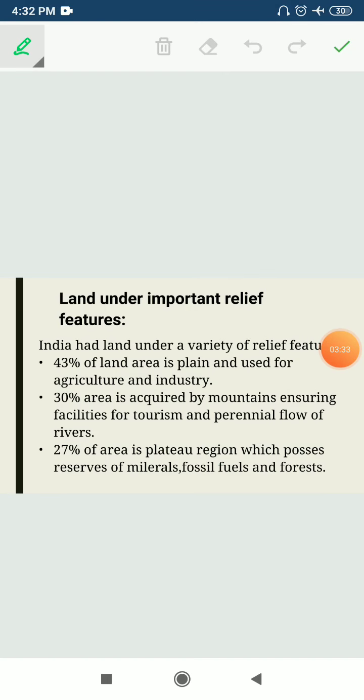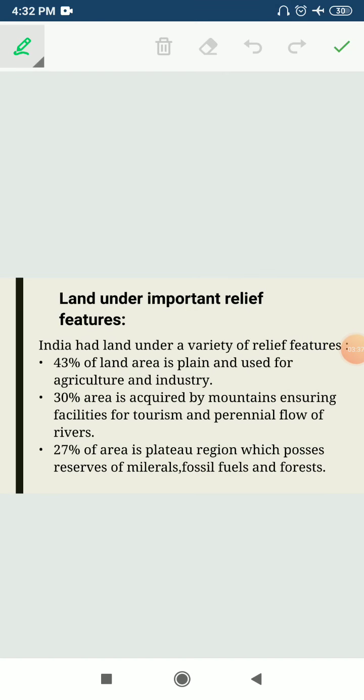So now let's start with the next topic, that is distribution of land under important relief features. So relief features here refers to mountains, plains and plateaus. India has land under a variety of relief features. The first point is 43% of land area is plain and is used for agriculture and industry. Plain areas are rich in nutrients and have a fertile soil. Therefore, activities such as agriculture and industries are promoted here.